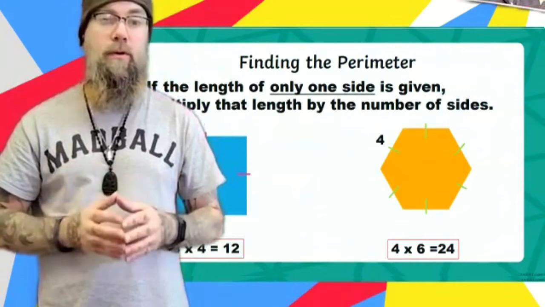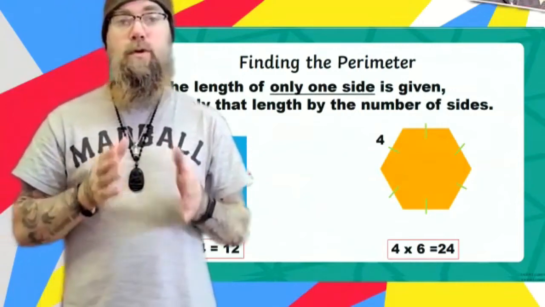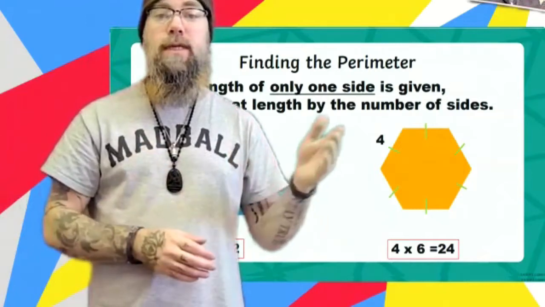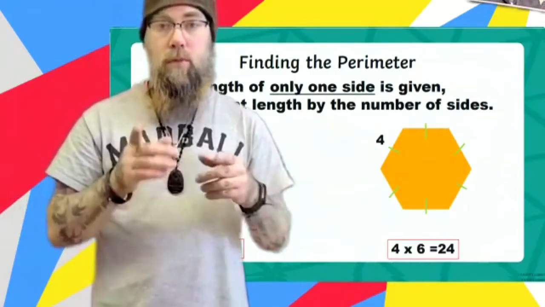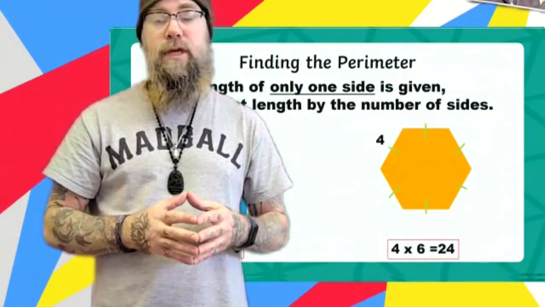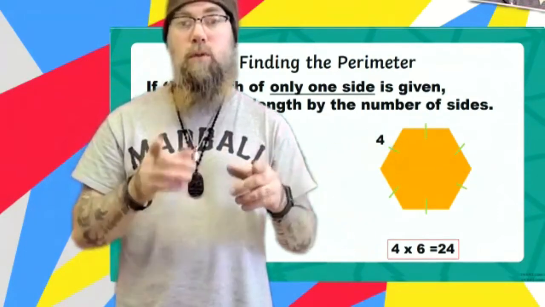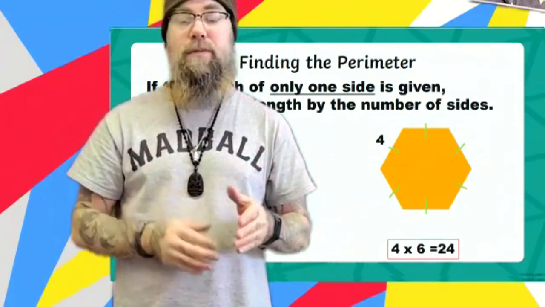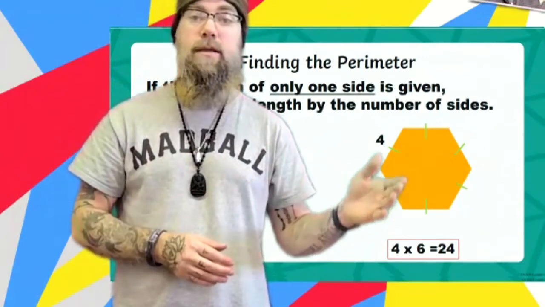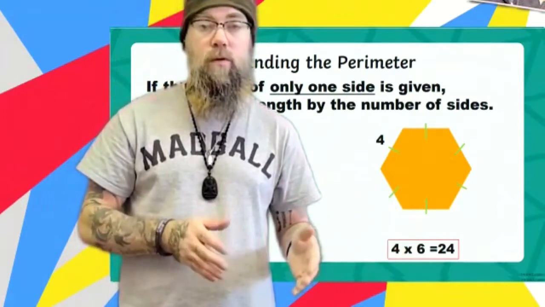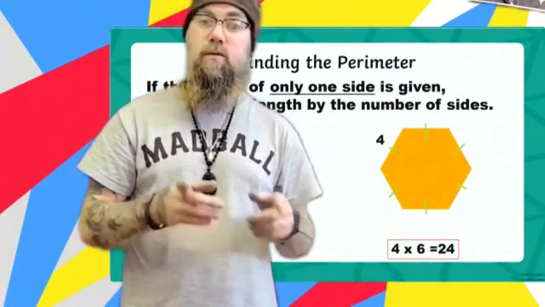So how do we find the perimeter around each of these shapes? Well, if we know they're regular or equilateral, as in this case, all we need to do is take the length of the side we know, multiply that by the number of sides of the shape. We're going to take the measure of the length of the side that they give us, in this case 4, multiply that by the number of sides in that shape. A hexagon has 6 sides, so 4 times 6, the number of sides, gives us an answer of 24. That's the perimeter around this regular hexagon.